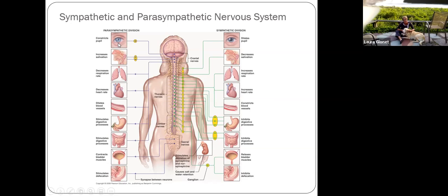Then we look at the responses. So it tells you, it constricts the pupil.